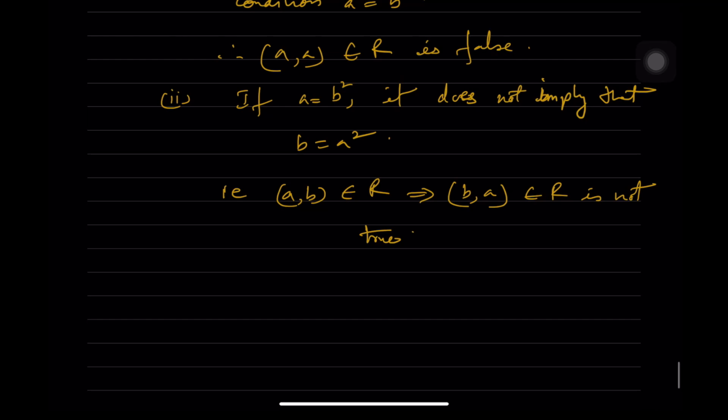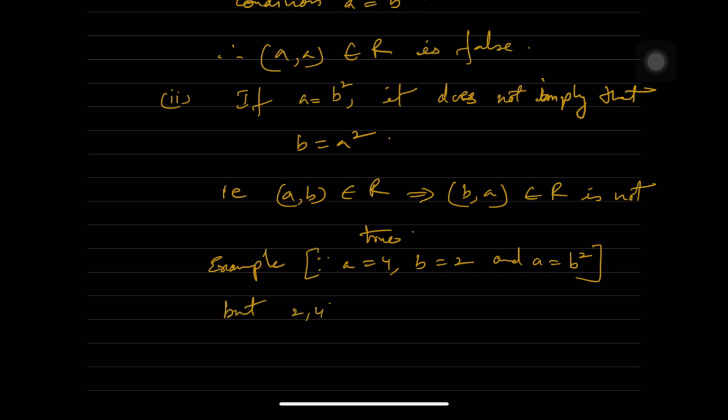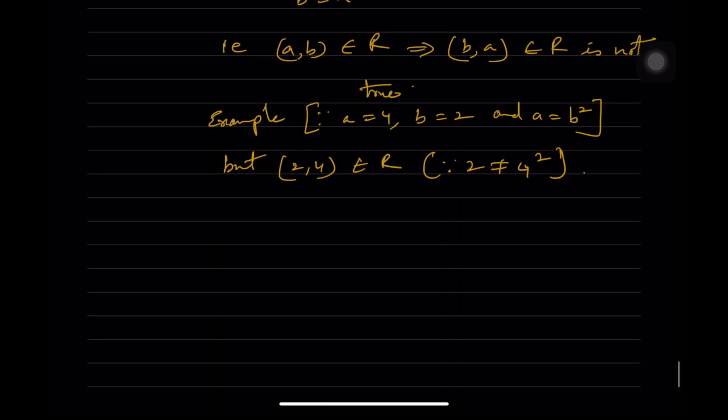Since we can see from this example, if we take A is equal to 4, B is equal to 2, and A is equal to B square, this is correct. So you are having here (4, 2), but (2, 4) does not belong to R since 2 is not equal to 4 square. Therefore the statement cannot be true.